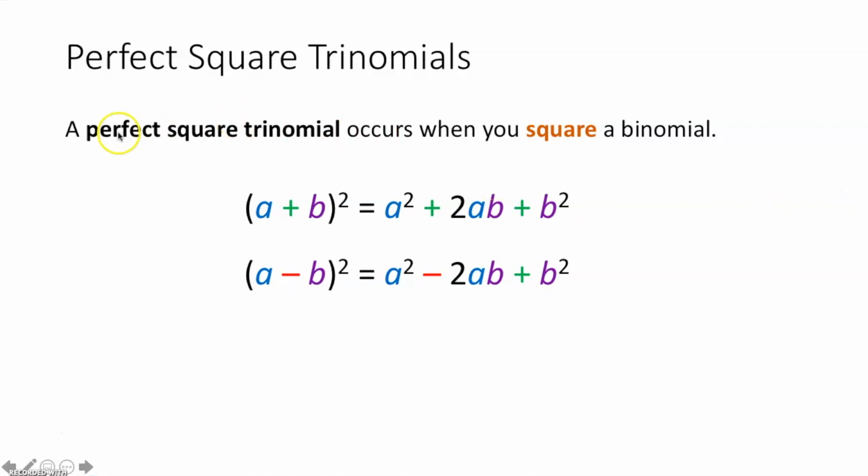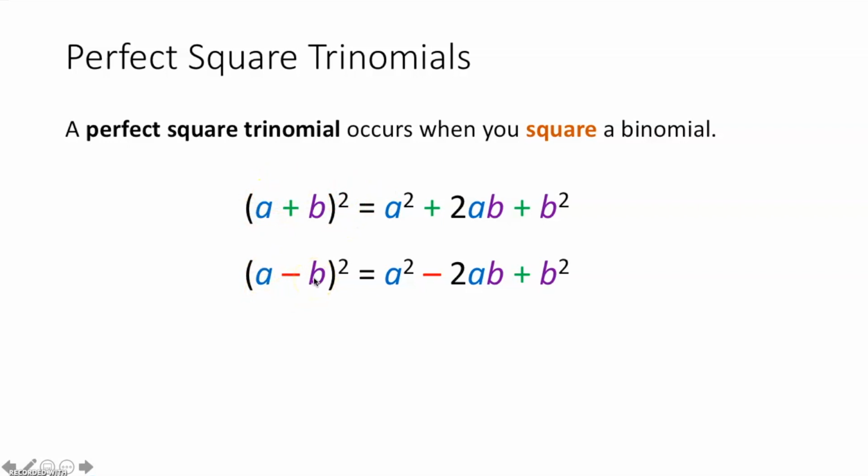Next thing we're going to talk about is a perfect square trinomial. That's going to occur when you square a binomial. So here we have a binomial being squared. Here we have a binomial being squared. Each of these produces a perfect square trinomial. Again, this is just a shortcut of foiling each of these.